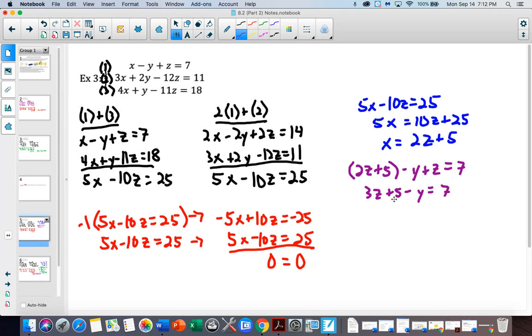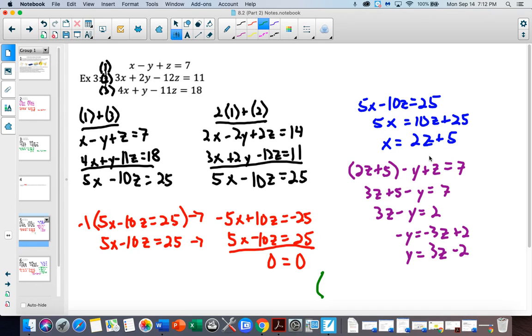Then I can subtract my 5 over. 3z minus y equals 2. Subtract the 3z over. Negative y equals negative 3z plus 2, and divide everything by negative 1. We'll end up with y equals positive 3z minus 2. So I'm going to express my final answer like this, okay?